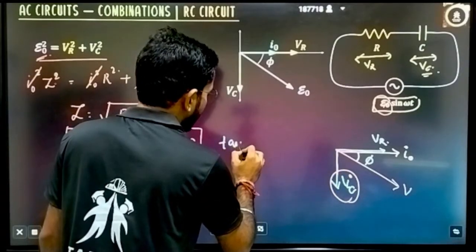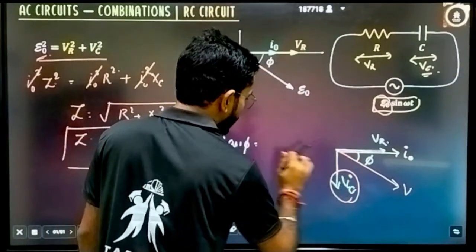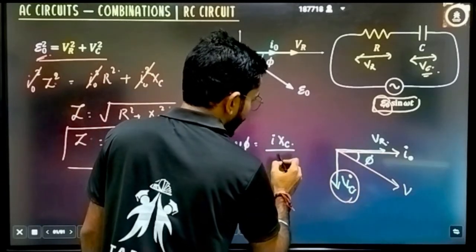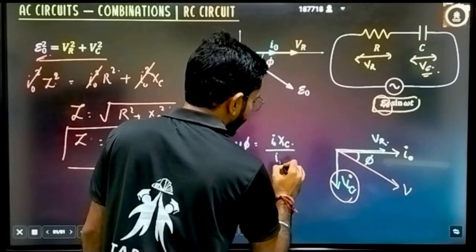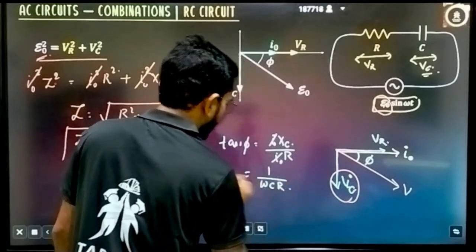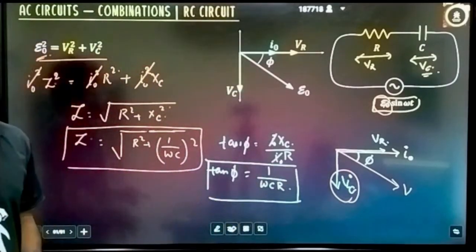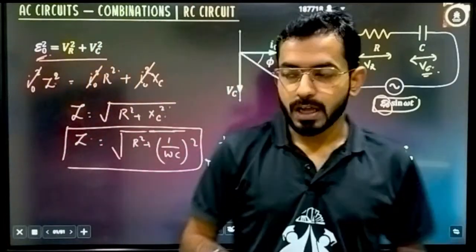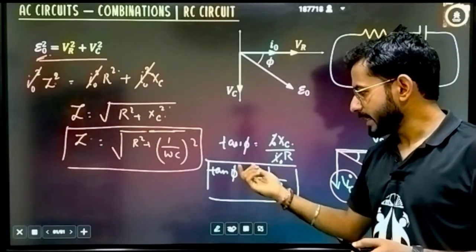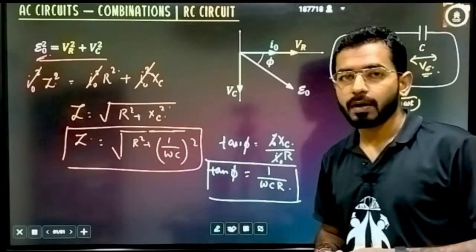So how will we define tan of phi? Tan of phi is defined as perpendicular upon base. What is the perpendicular? The perpendicular is VC, which you write as I into XC, divided by the base, which is VR, written as I naught into R. I naught cancels. XC can be written as 1 by omega C. So tan of phi is 1 by omega C into R. If someone asks you, in a combination circuit of resistance and capacitance, how much the potential is lagging, you say it is lagging by a phi angle, and phi is equal to tan inverse of 1 by omega C into R.